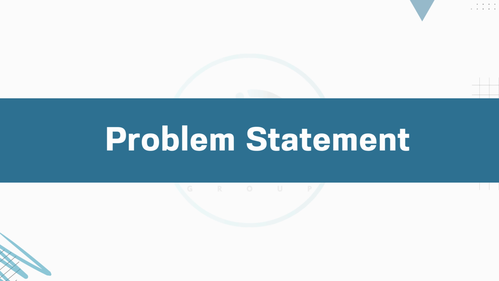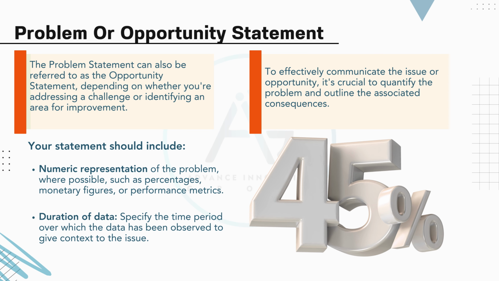Problem statement. Now, let's focus on the problem or opportunity statement. In this case, we're dealing with a problem, specifically delays in talent acquisition at XYZ Holdings. To clearly communicate the scale of the issue, we need to quantify it. Over the past 12 months, the company has experienced an average delay of 45 to 60 days in filling key positions. This delay has directly contributed to a 12% shortfall in production targets, a 9% dip in quality scores, and a 15% decrease in customer satisfaction.